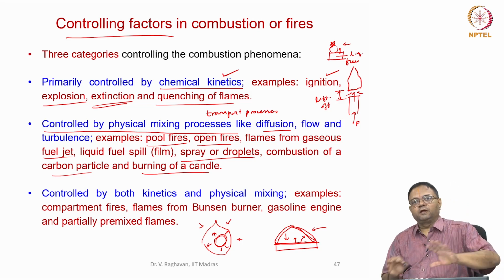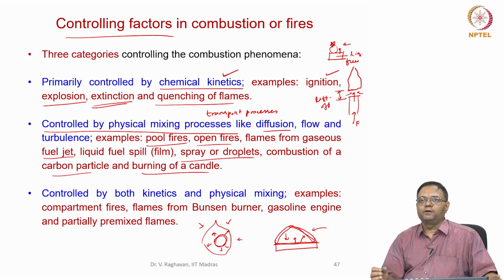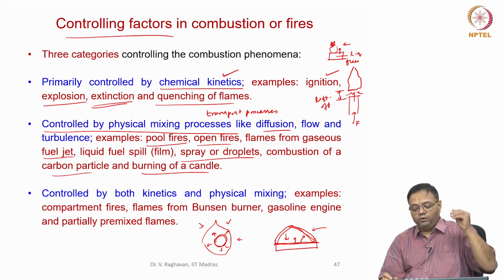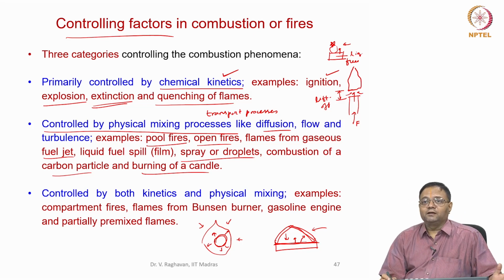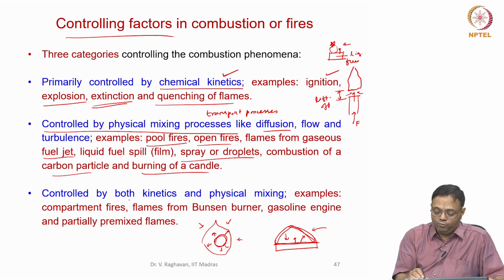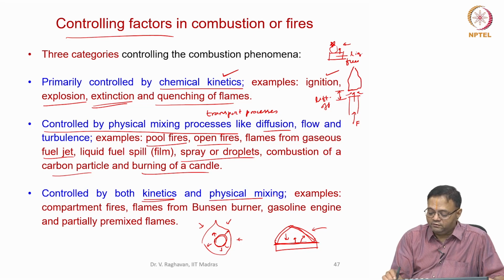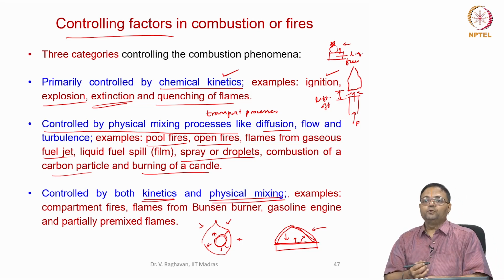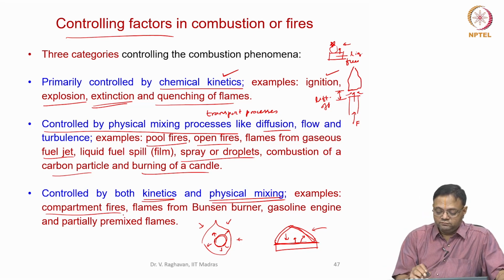The first one is chemical kinetics play a role, transport process does not play a role. The second, transport processes play a role. But there are certain categories in which both chemical kinetics as well as the physical mixing play a role. Okay. So, where? Compartment fires.